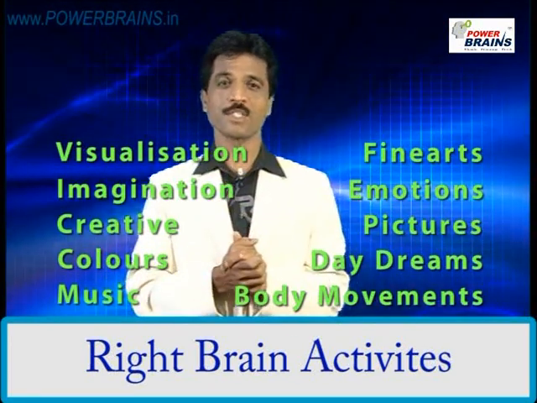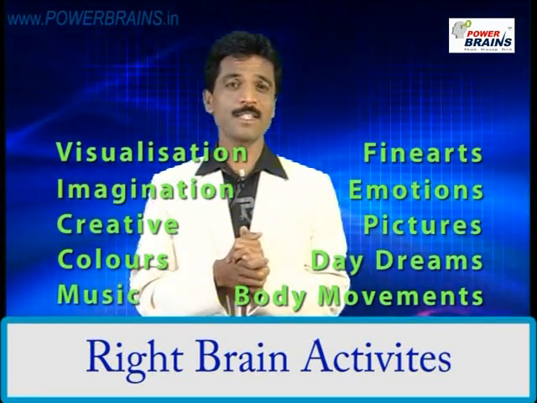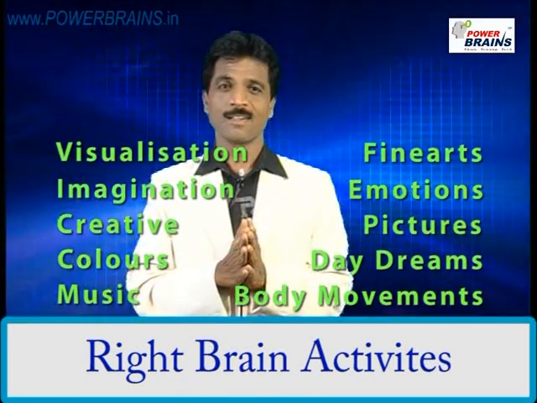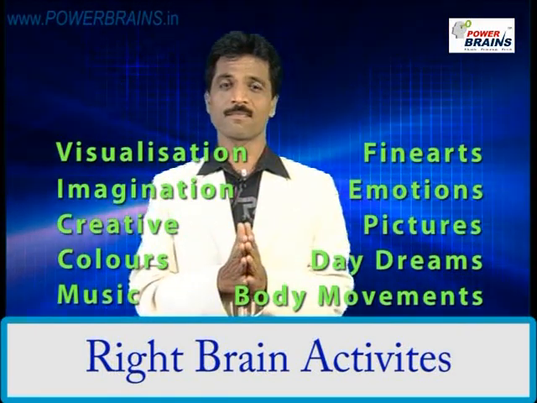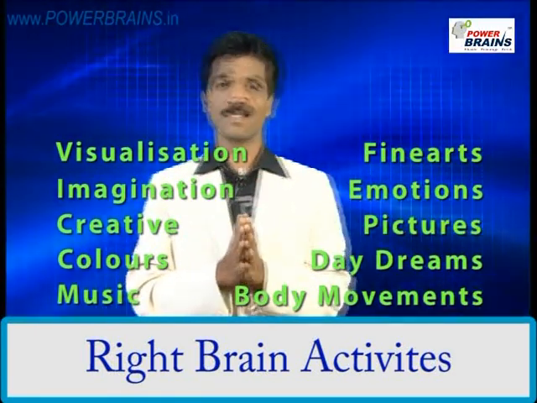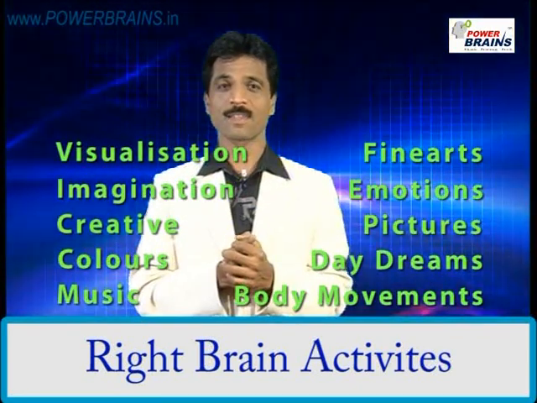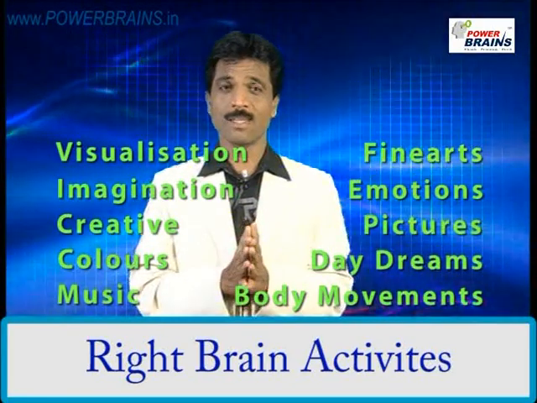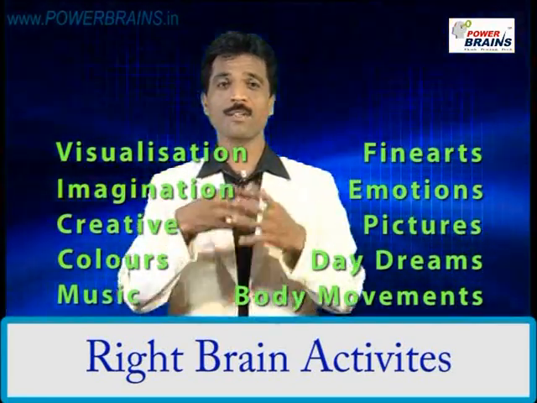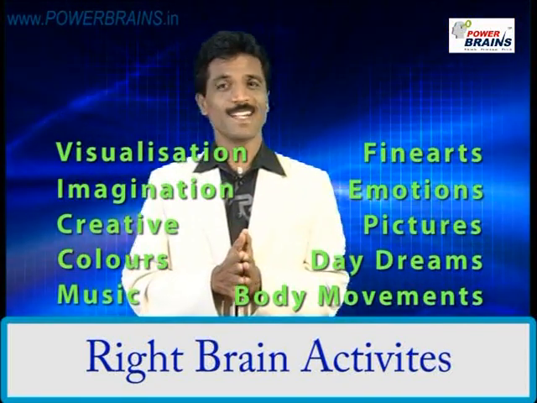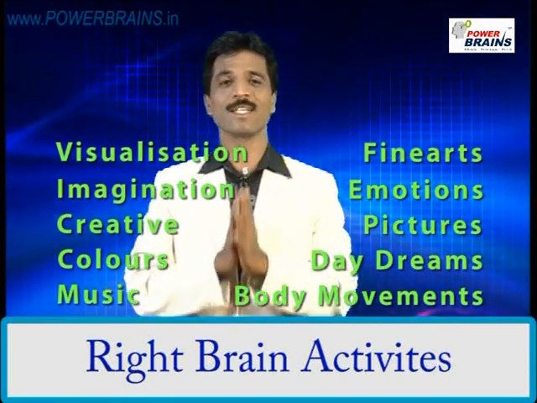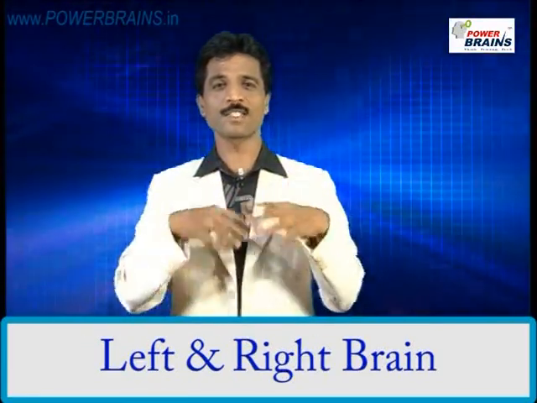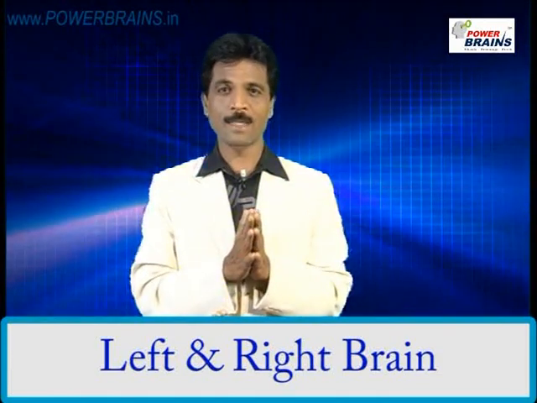It's good at emotions, like love, hatred, anger, jealousy, compassion, crying, laughing, all the emotions. And it's good at pictures, and good at daydreams. It's good at body movements. Body movements can be like respiration, digestion, blood circulation, all the body movements. See, all the emotions and dreams and creativity come from the right brain.